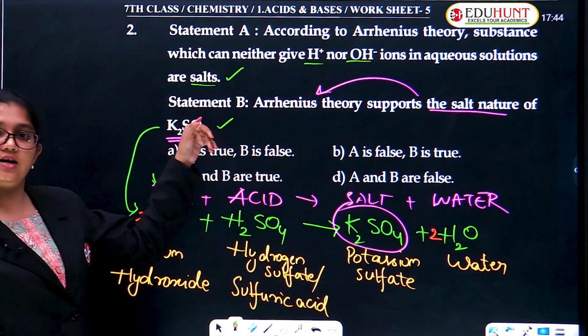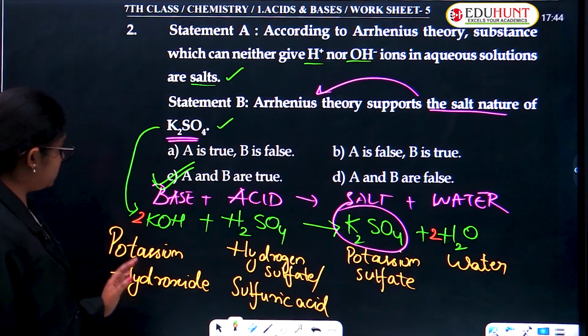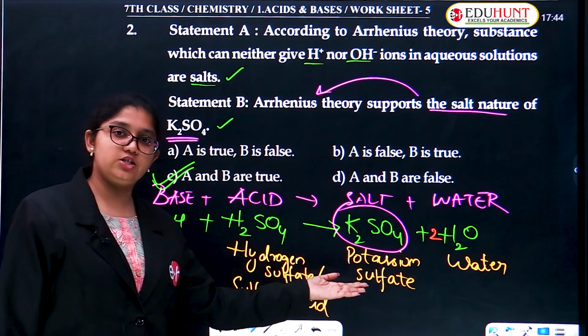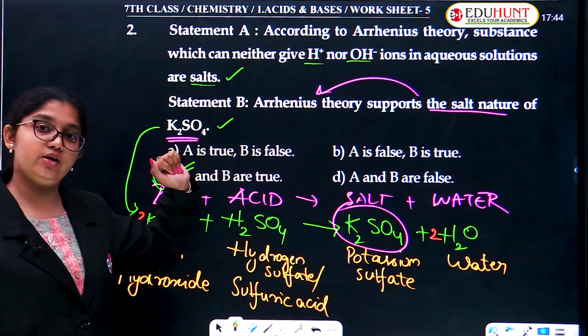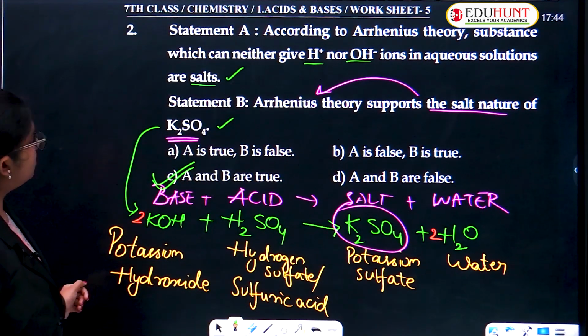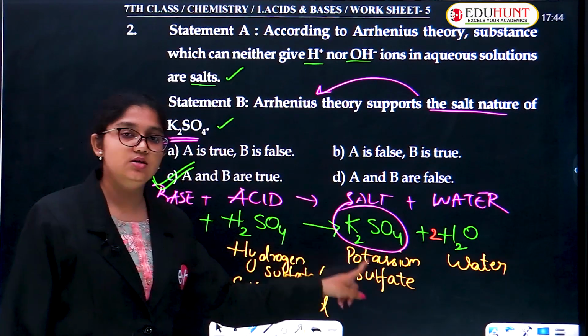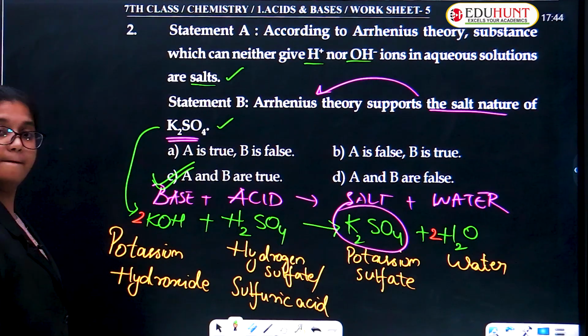Both statements are true. This is the explanation for statement B, children. Hope you understood. K2SO4 is a potassium sulfate salt, so it is giving salt nature regarding Arrhenius theory, because H plus ions of acid and OH minus ions of base react to give a salt and water respectively. Okay, children, regarding this, are you clear?